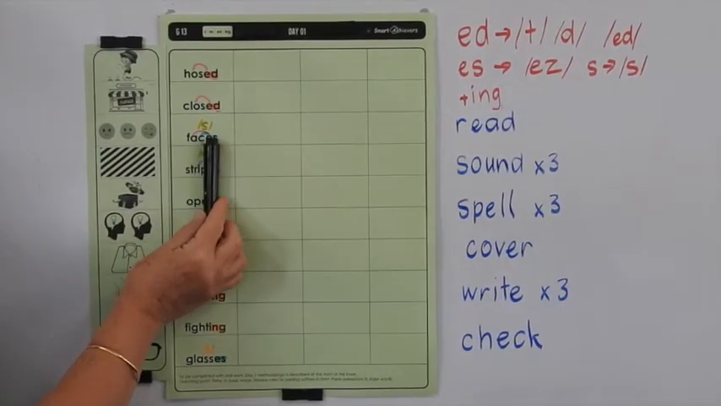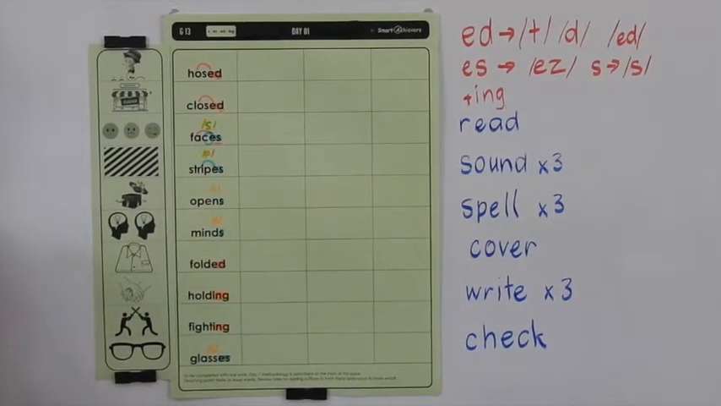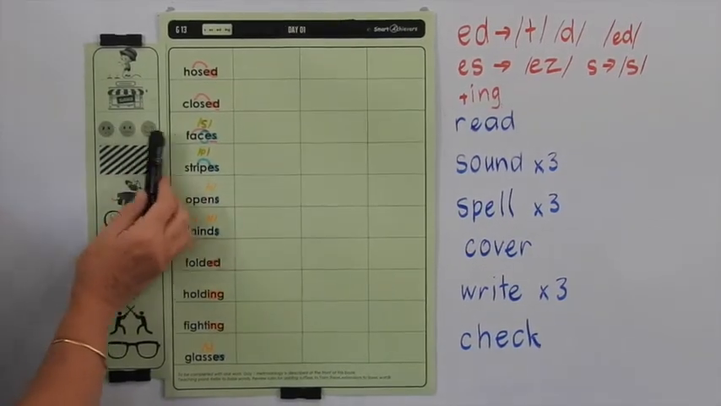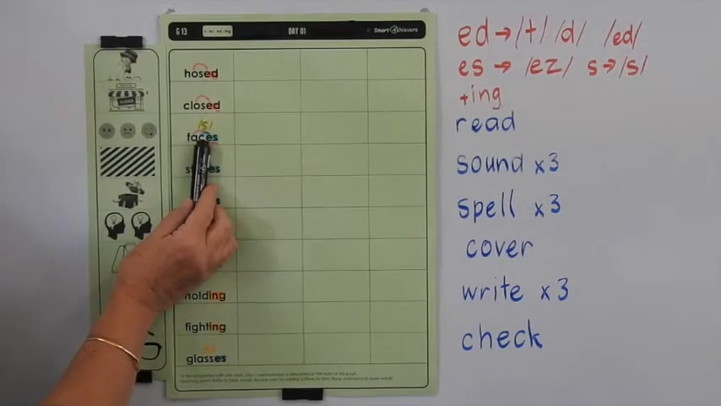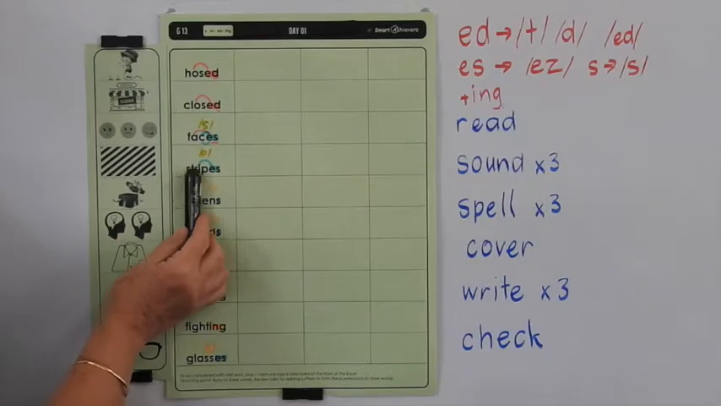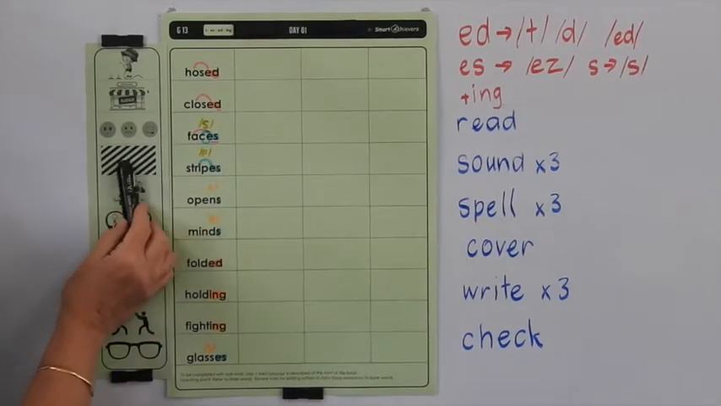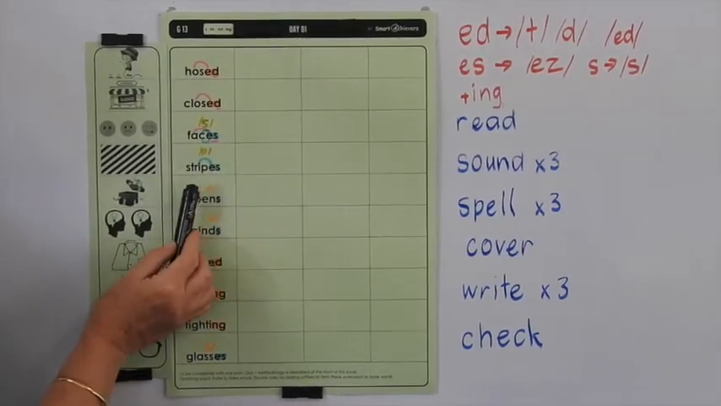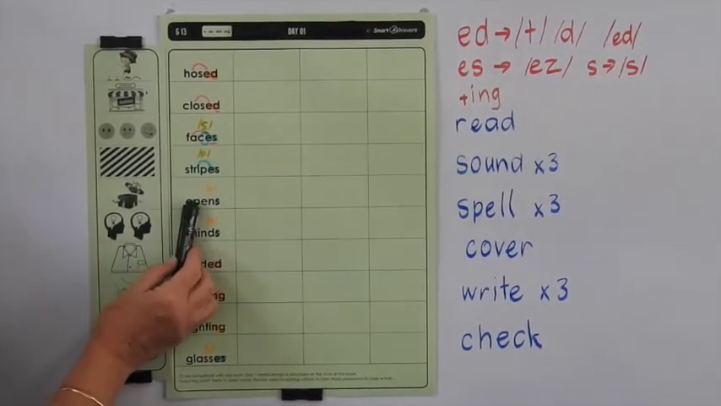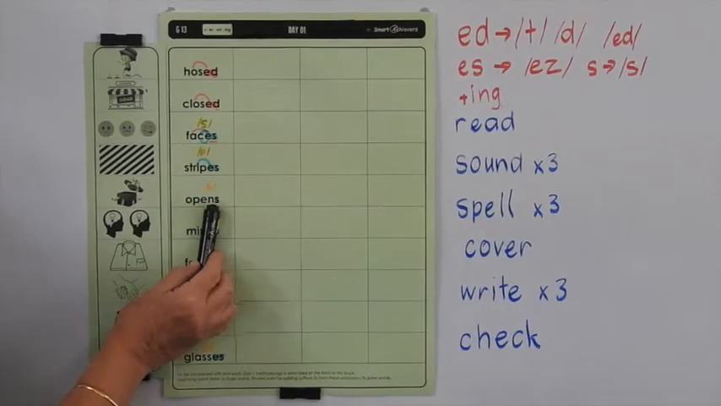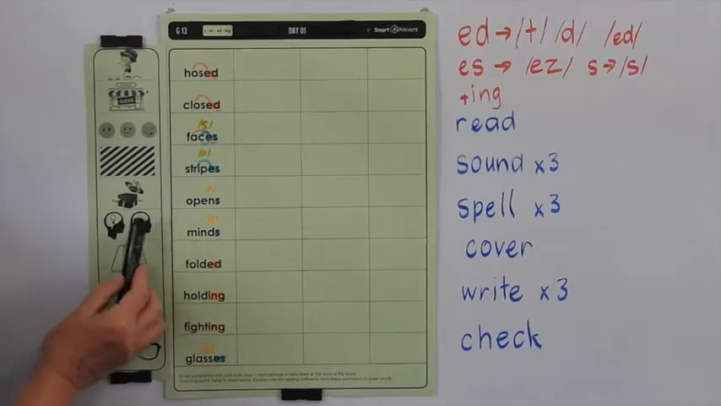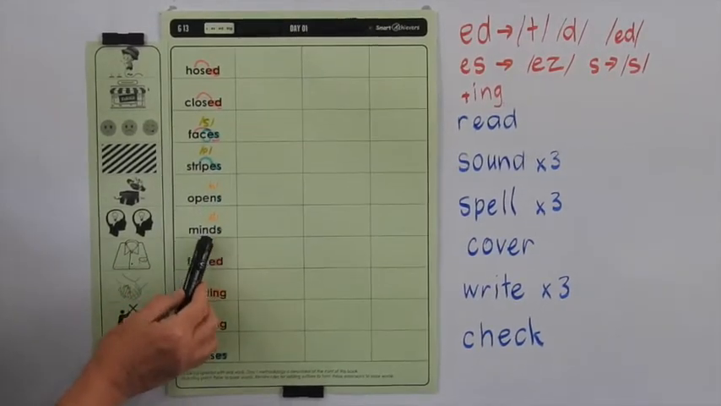Faces means there's more than one. It could also be a verb where you might be facing something. So he faces me when he speaks to me. So it could be plural for a noun, or it could be adding the S for a verb tense. Stripes, there are lots of stripes there, so that's a plural form of a noun. Opens is a verb. Open is a verb, it's something you can do, and if you're doing it now, he opens the door for me. We just add the S.